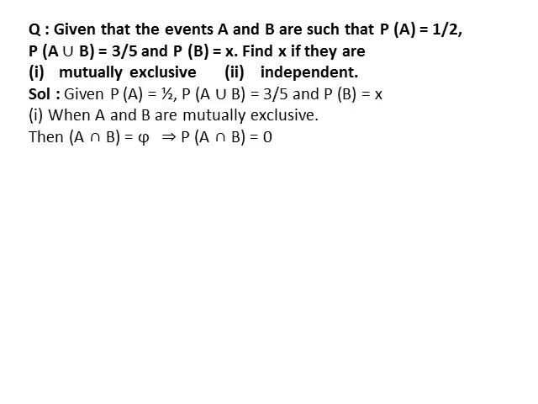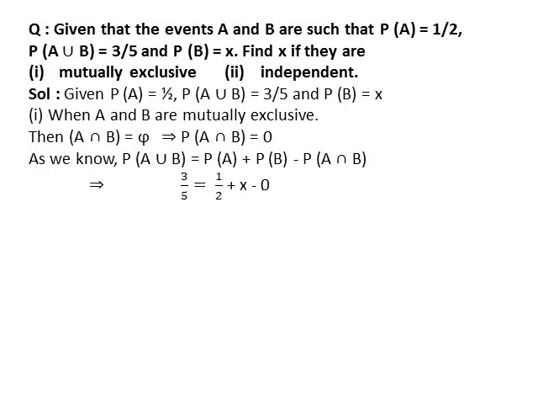First part, when A and B are mutually exclusive, then A intersection B equals phi. So, probability of A intersection B equals 0. Students, as we know that P(A union B) equals P(A) plus P(B) minus P(A intersection B). Now, substitute the values. We get 3/5 equals 1/2 plus x minus 0. Solving it, we get x equals 1/10.